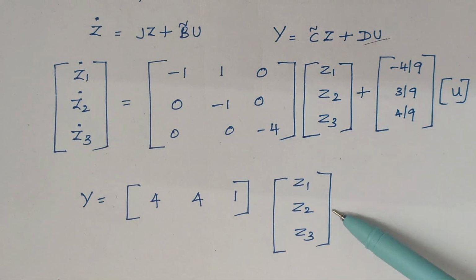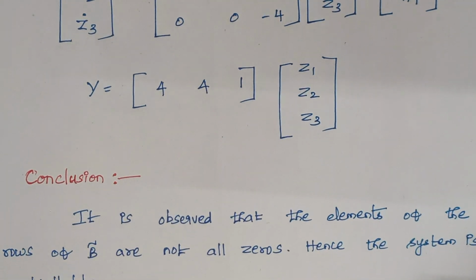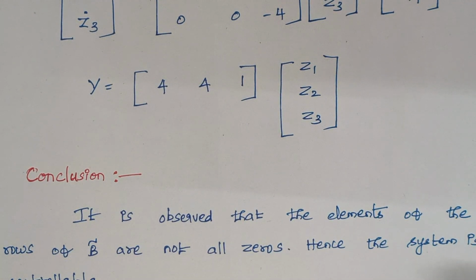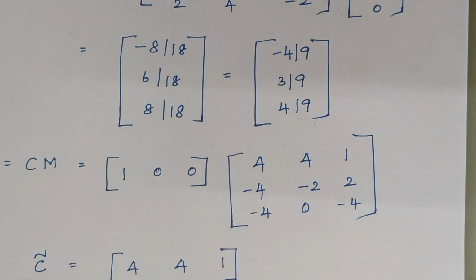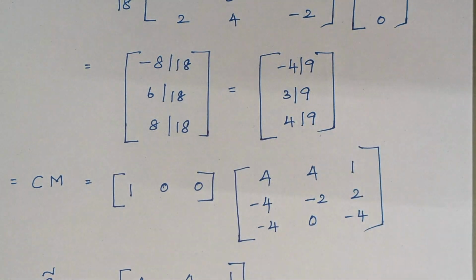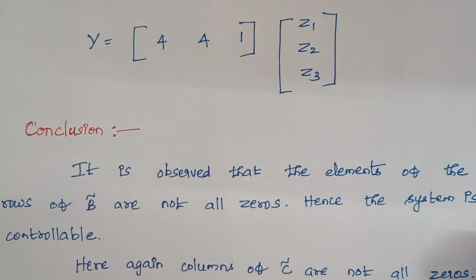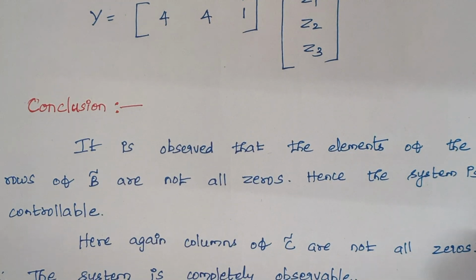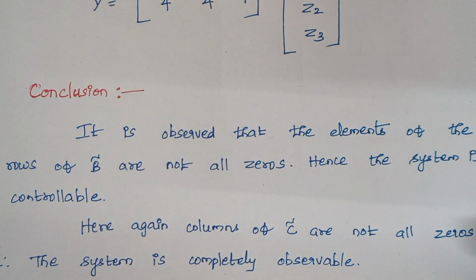So from these matrices we have to tell whether the state equation is controllable and observable. So you see it is observed that the elements of the rows of B cap are not all zeros, right? You see B cap, okay? This is your B cap and in this B cap, there are no zeros. Therefore, the system is said to be controllable, right? And again, the columns of C cap are not all zeros. Therefore, the system is said to be observable, right?